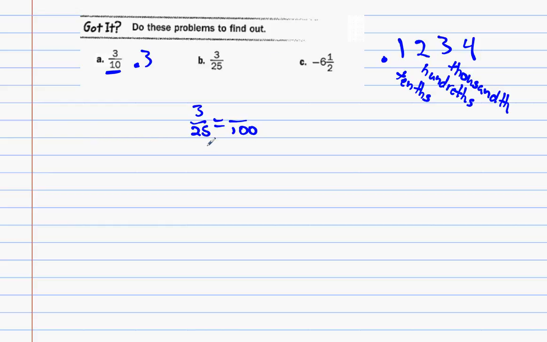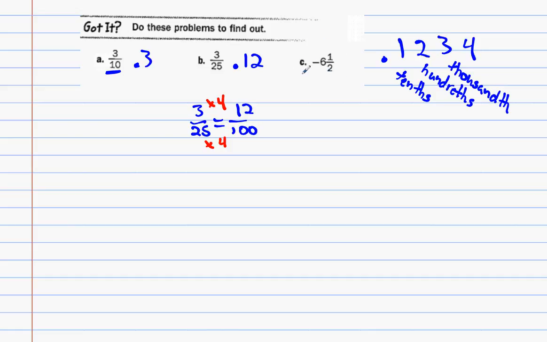25 times 4 equals 100, so we can do the same thing on top. 3 times 4, well, that's 12. So what we're left with is 12 hundredths, which is literally 12 hundredths. And that's it. Anytime you want to go from a fraction to a decimal like this, you literally just read that number. Okay, not too bad.